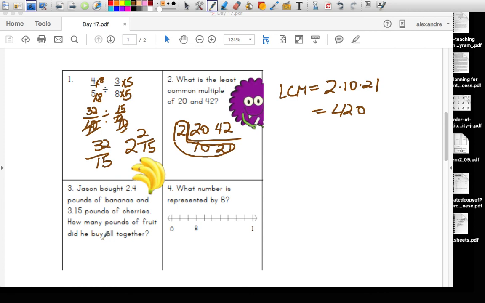Jason bought 2.4 pounds and 1.5 pounds. So how many pounds of fruit? Decimal problem. 2.4 plus, line up the decimal on the decimal, 3.15.